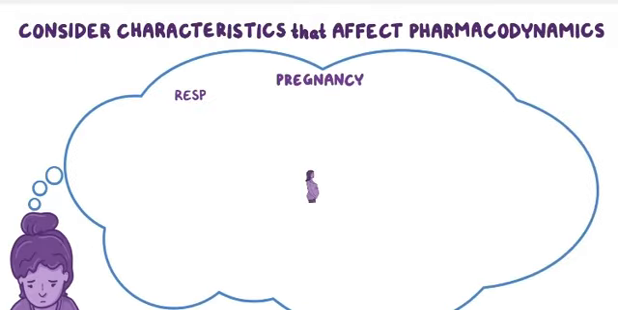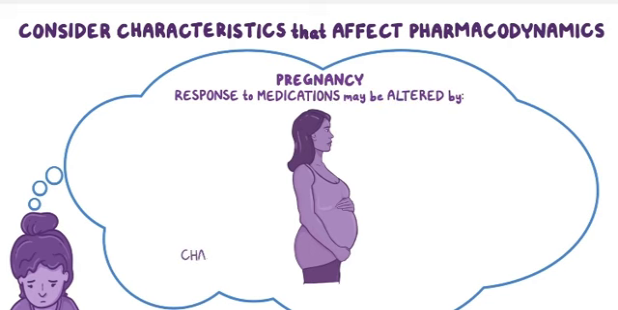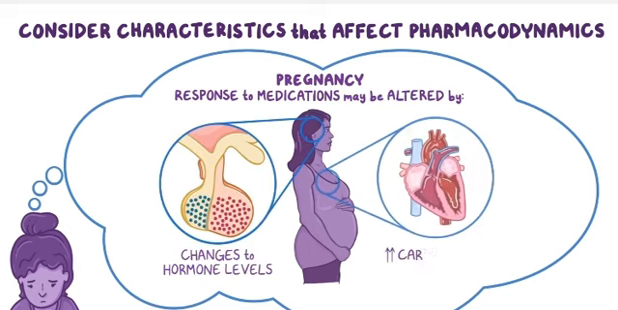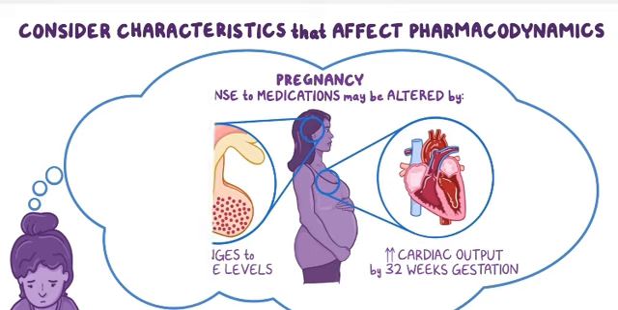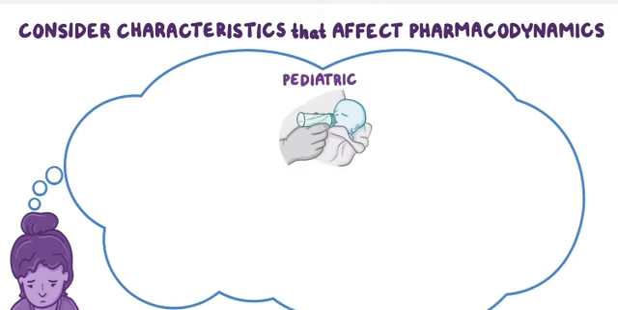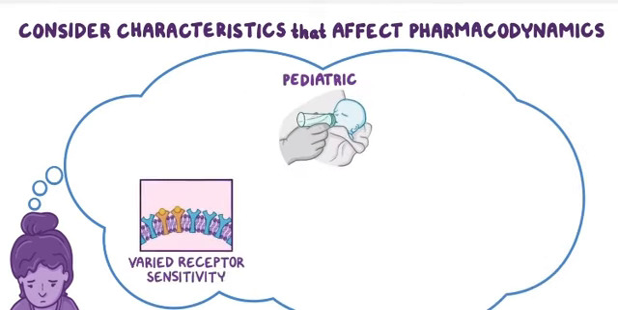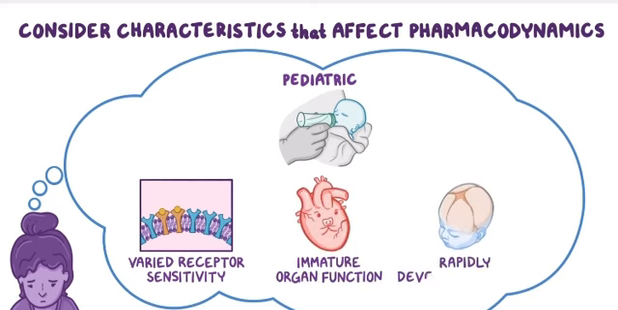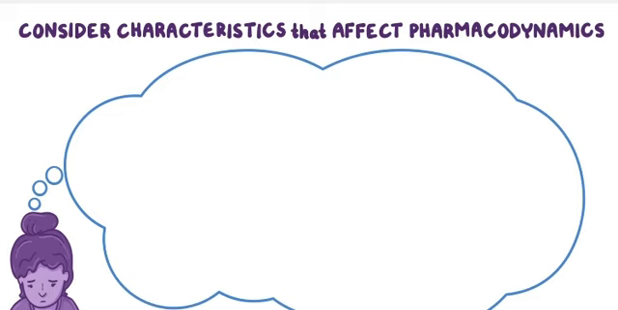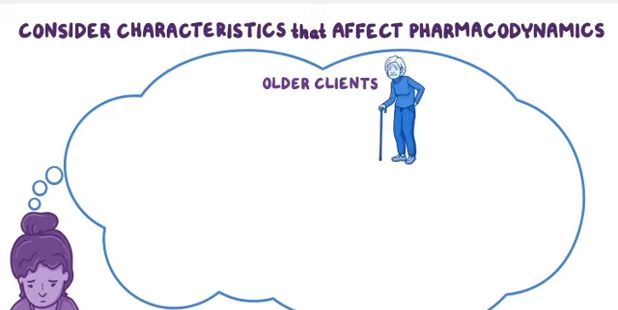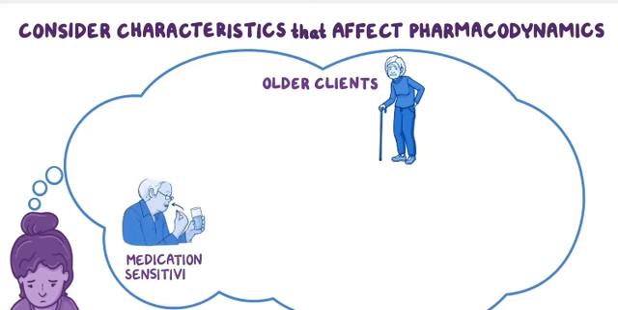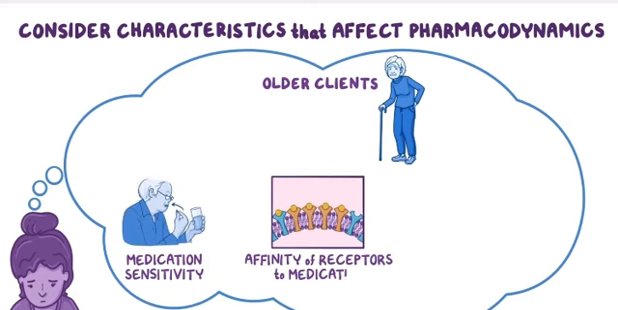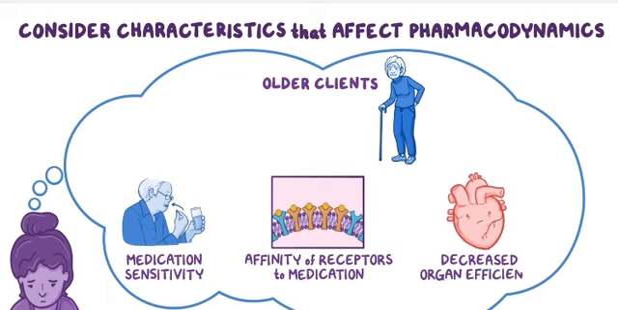During pregnancy, the response to medications may be altered by changes in hormone levels as well as the increased cardiac output by 32 weeks of gestation. Likewise, in pediatric clients, the varied receptor site sensitivity, immature organ function, and rapidly developing tissues can also affect pharmacodynamics. On the other hand, in older clients, pharmacodynamics can be affected by changes in medication sensitivity, affinity of receptors to medications, as well as decreased organ efficiency.